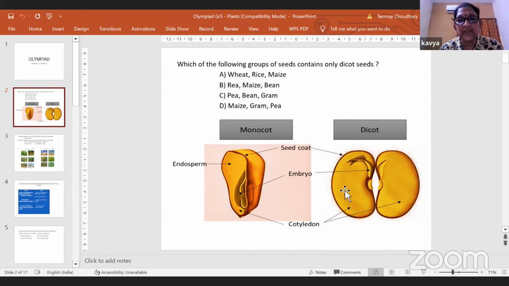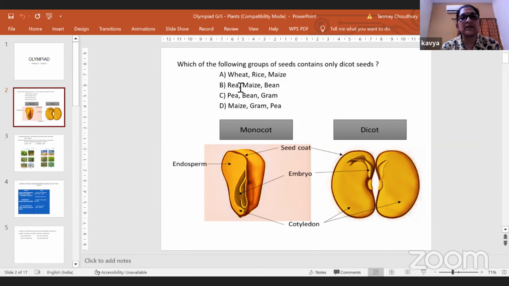Now examples of dicot seeds, some seeds which you have almost very regularly, are all the pulses, the bean, rajma, pea, groundnut, cashew nut, mango, apple. They are all dicot seeds. Monocot seeds are rice, maize, wheat, bajra, corn. They are all monocot seeds. So they have got only one cotyledon. So in these options here, wheat is a monocot seed, rice is a monocot seed, and maize are monocot seeds. So this will not be the answer here.